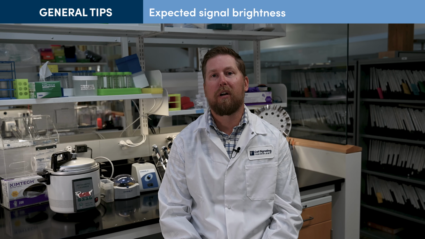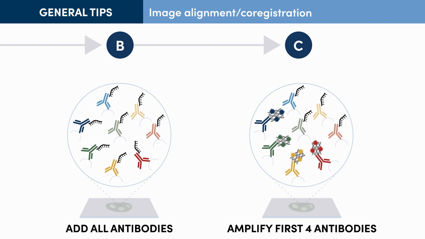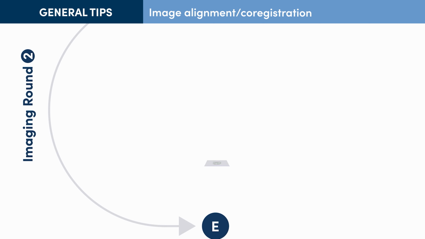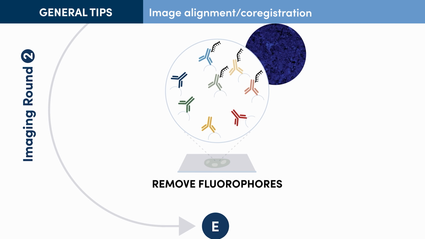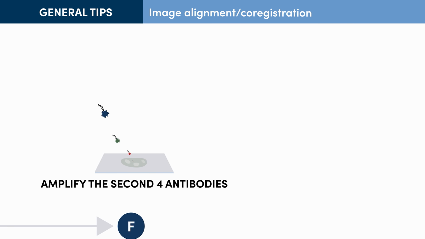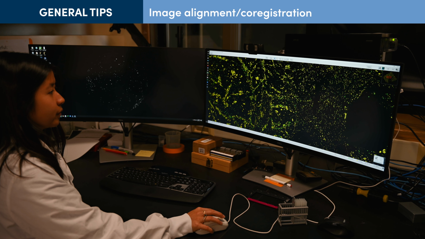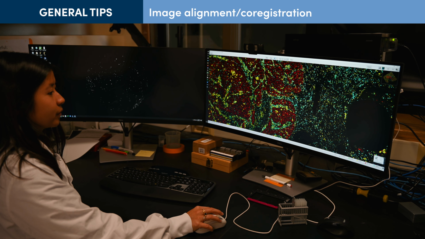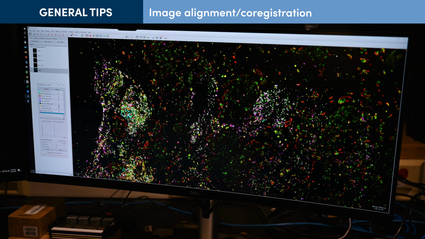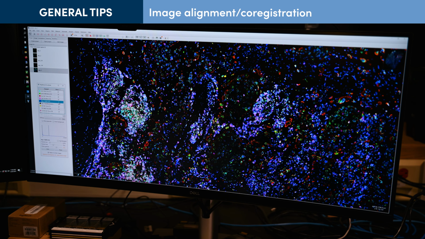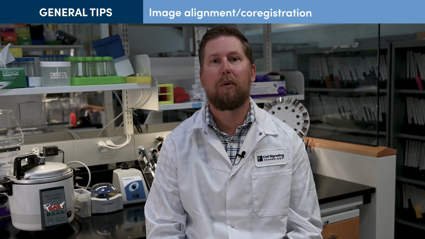SignalStar multiplexing can accommodate up to 8 targets in 2 imaging rounds. All antibodies are added in round 1. After the first imaging round, SignalStar oligos and fluorophores are removed enzymatically before amplifying the targets for round 2. To align the images acquired from round 1 with round 2, several commercially available imaging software packages and some open source options are available. Instructions for co-registration of images using the open source software QuPath are available on our website. If you have questions, reach out and we'll be happy to help.